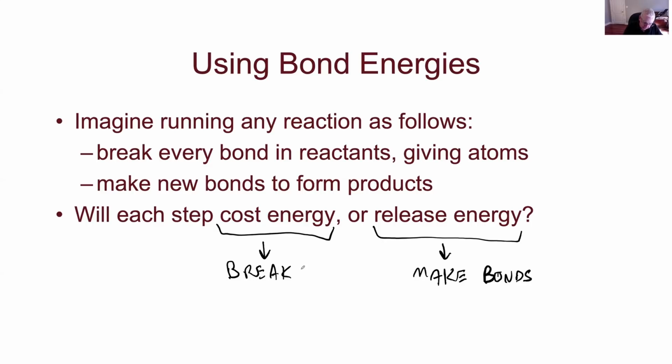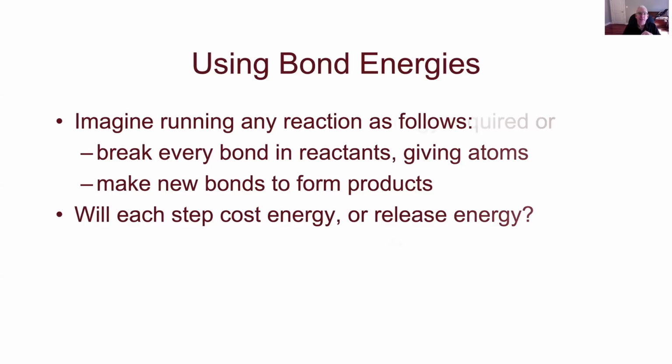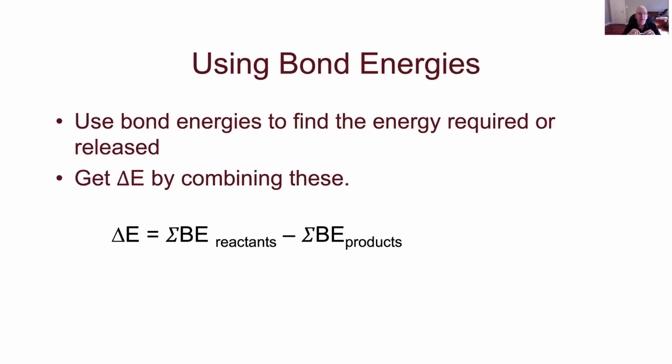Okay, so in this case, I want to break the bonds in the reactants, and I want to make the bonds in the products. Energy going in, where it says cost energy, that term wants to be positive. Energy being released or coming out, that term wants to be negative. So that leads me to an equation that will tell me how to use these energies to calculate delta E. And it's a fairly simple equation, right? It says delta E for any reaction we can estimate by taking the sum of all the bond energies for all the molecules in the reactants minus the same sum, all the bond energies for all the molecules in the products, all right?